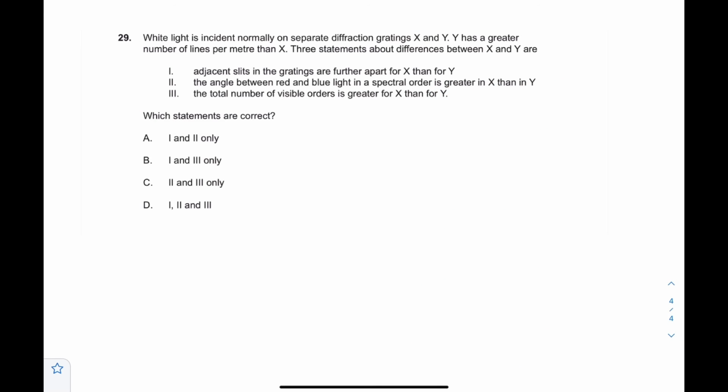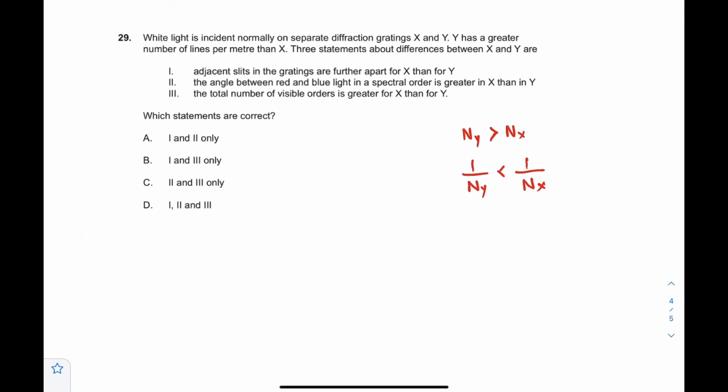Now proceeding on to the next question: white light is incident normally on separate diffraction gratings X and Y. Y has a greater number of lines per meter than X. Three statements about the differences between X and Y are given. From the question we get that Y has a greater number of lines per meter than X. So that means N of Y is greater than N of X, so 1 by N of Y is less than 1 by N of X, a simple inequality.